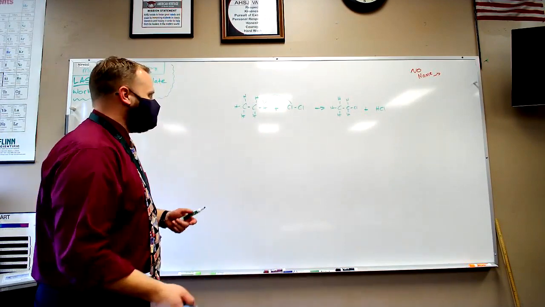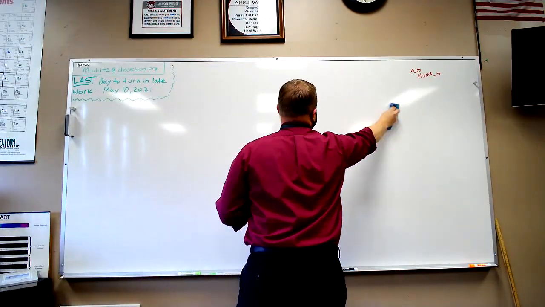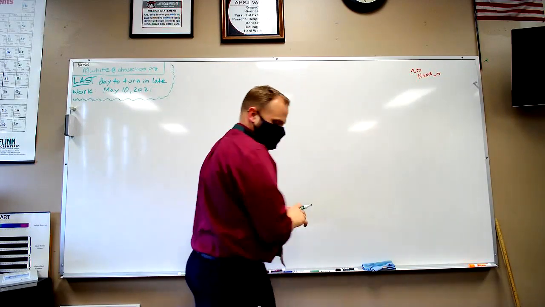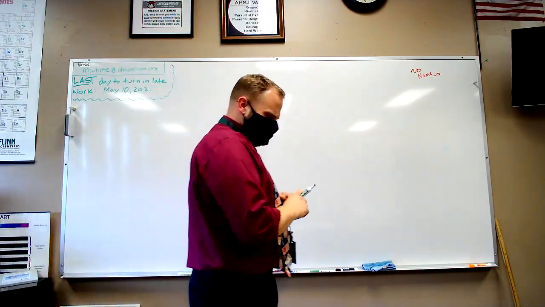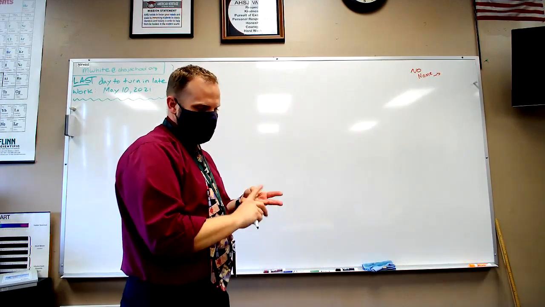So that's halogens. Now we're going to talk about a few more functional groups. Three more to be precise. Alcohols, ethers, and amines.